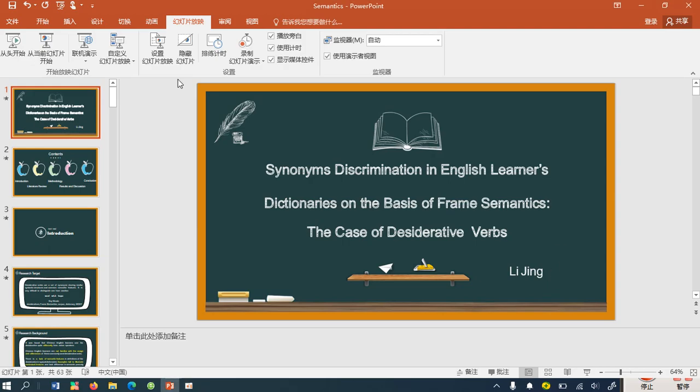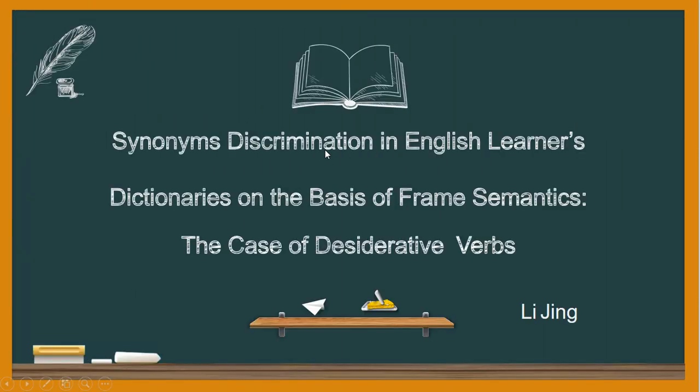I'm Li Jing. It's my great honor to be here to share the paper I have read. The title is Synonyms Discrimination in English Learner Dictionaries on the basis of Frame Semantics: the Case of Desiderative Verbs.